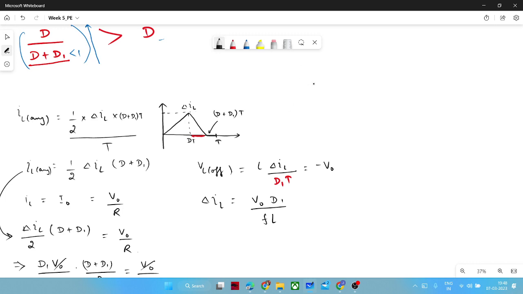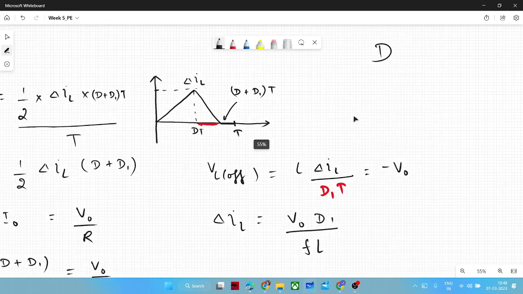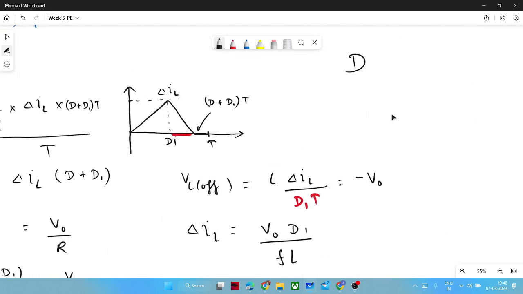My doubt is here. You are able to see this triangular graph, right? Yes. So this node is d plus d1 into t, right? Yes, sir. And this node is t. So which is higher, d plus d1 into t or t?